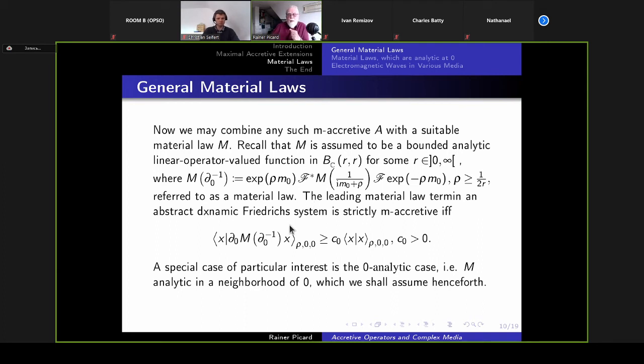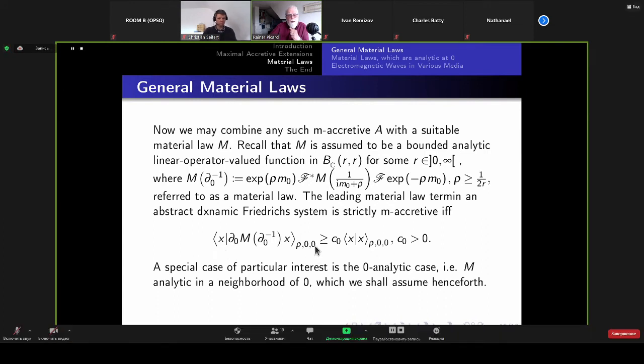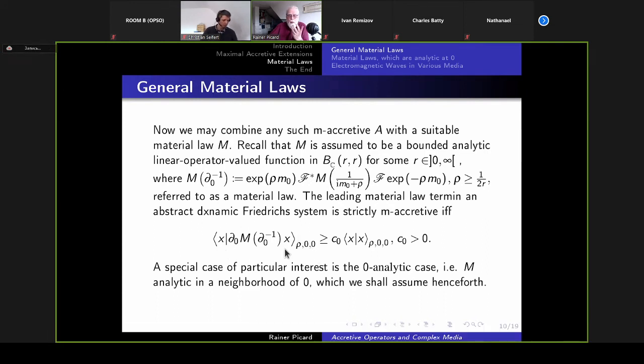And the positivity condition that we imposed, oops, that's supposed to be a Y. Didn't make it into the print. Okay. The strict positivity condition that we require can be written in this way. You see, that's the leading term in our abstract dynamic Friedrichs system, and that's supposed to be strictly positive, well, at least for a sufficiently large rho. That's the point. So there's an inconspicuous little rho here. That's the weight factor that we can still adjust to make this a feasible problem.